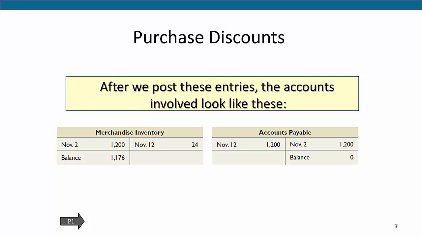Now, if we look at the accounts after posting the payment entry, we can see that the current balance in accounts payable is 0, which shows that the total liability has been paid. We can also see that the current balance of $1,176 in the merchandise inventory account reflects the actual cash price of the inventory purchased. This is a key point for you. The cost of merchandise inventory will always be equal to the cash paid for it, regardless of whether there are discounts, returns, or transportation costs involved.